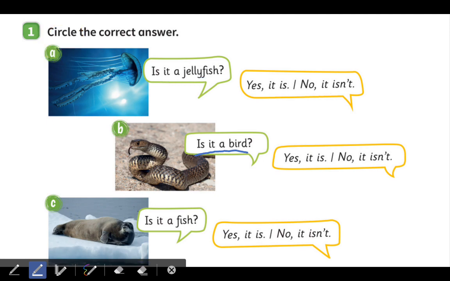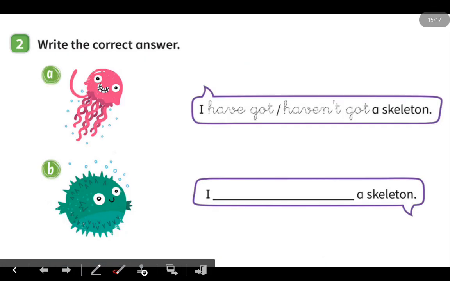Is it a bird? Yes it is or no it isn't. Is it a fish? Please circle yes it is or no it isn't. Okie dokie. Now activity number 2. It's really easy. It's easy peasy lemon squeezy. You've got to write have got or haven't got.